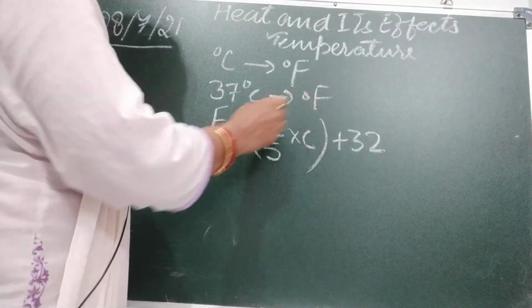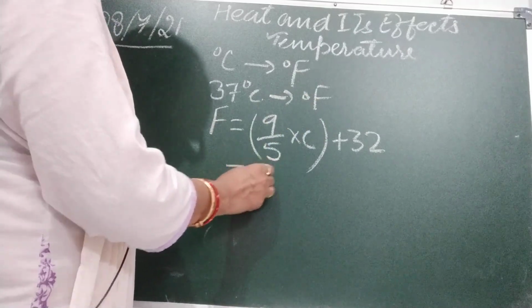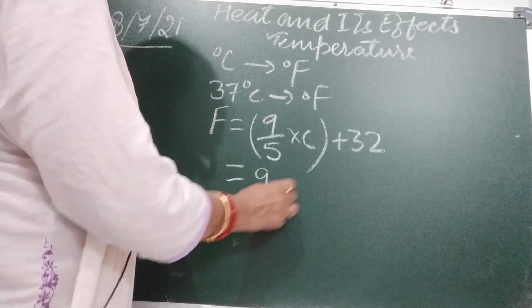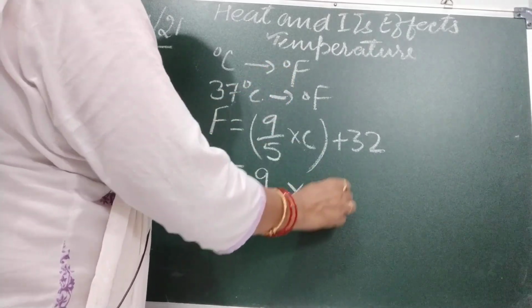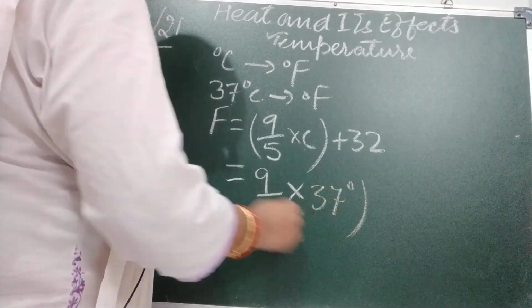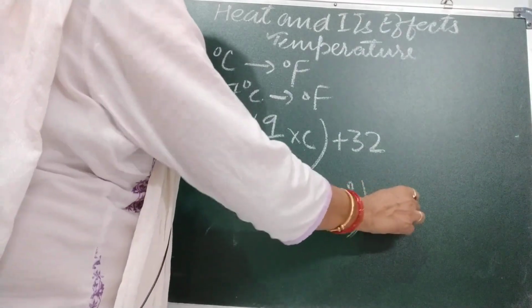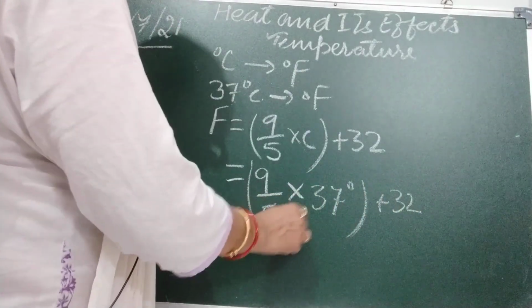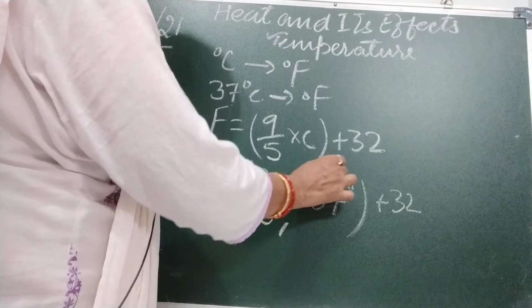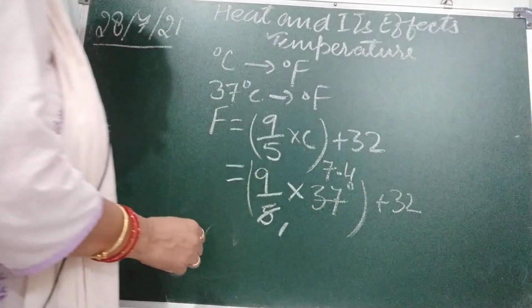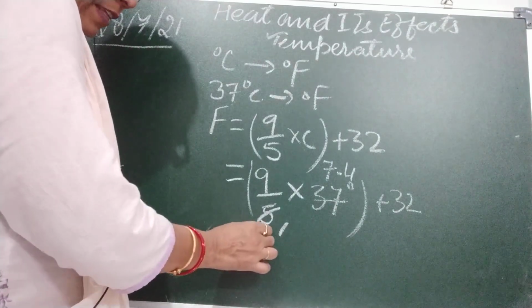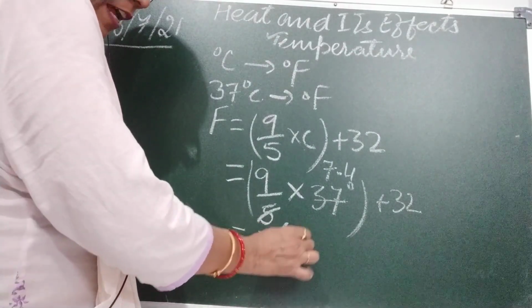Now we place the value in place of C, we write 37 degrees Celsius. Plus 32. Cancel it. 5 ones are 5. 5 sevens are 35. And 0.4. Now multiply 7.4 with 9.